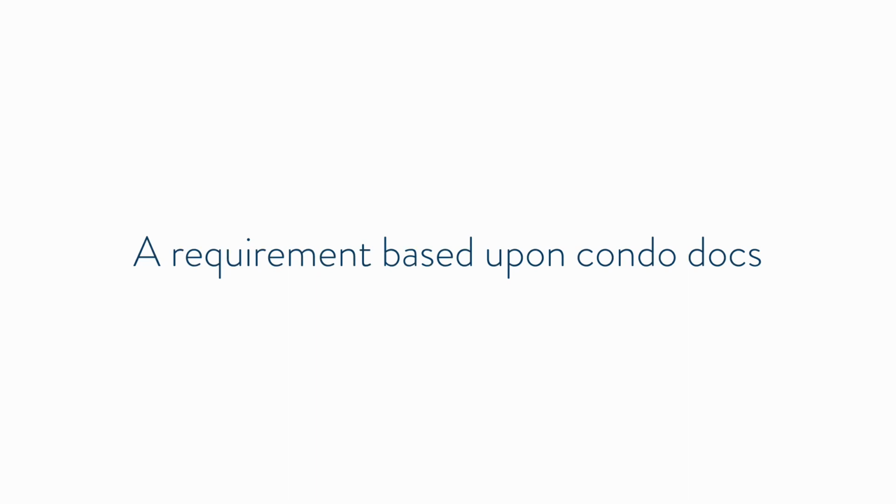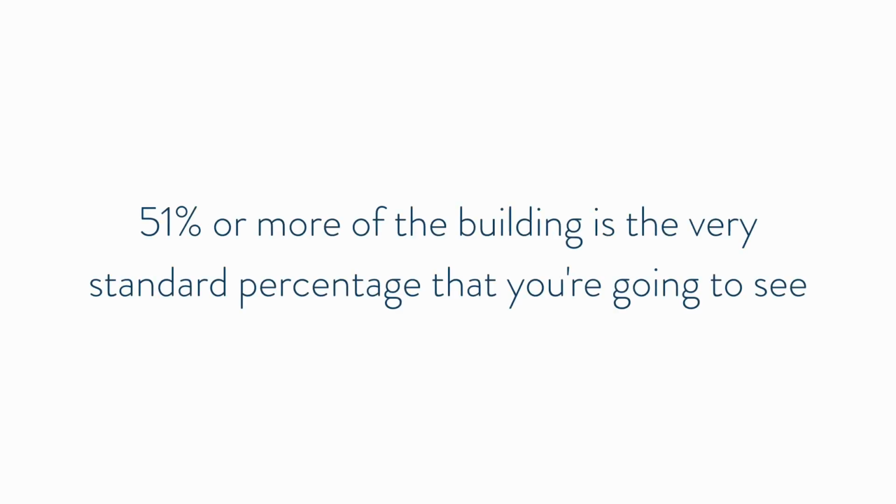You are going to need quorum, and that quorum is a requirement based upon the condo docs of typically the majority of the unit owners. And if it's not the unit owners, it's based upon the ownership percentage of how big their unit is in the building. So again, 51% or more of the building is the very standard percentage that you're going to see. Once you have that at the meeting, you can then run that election.